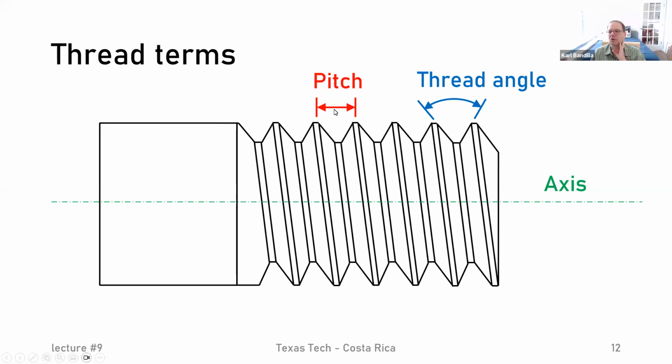So it's millimeters or inches. We'll see that sometimes we do the pitch, and sometimes we do pitch per distance, right? So that will not have a unit. The axis is just a symmetrical axis of our bolt or of our cylinder. And then the angle between these two sides is what we call the thread angle.